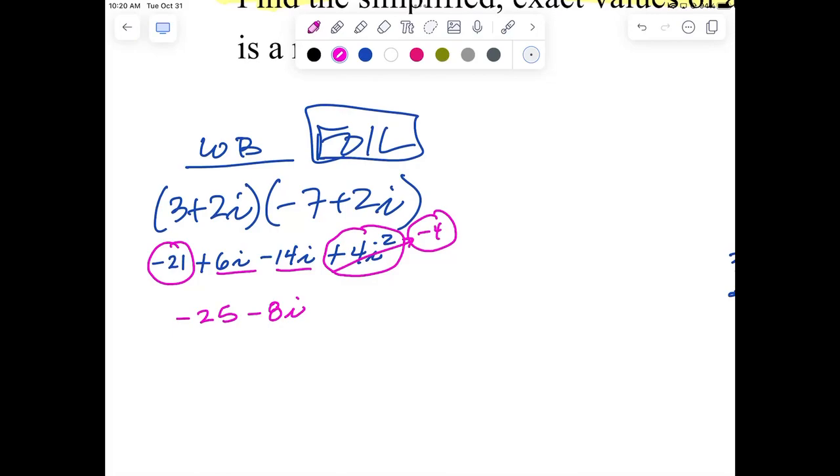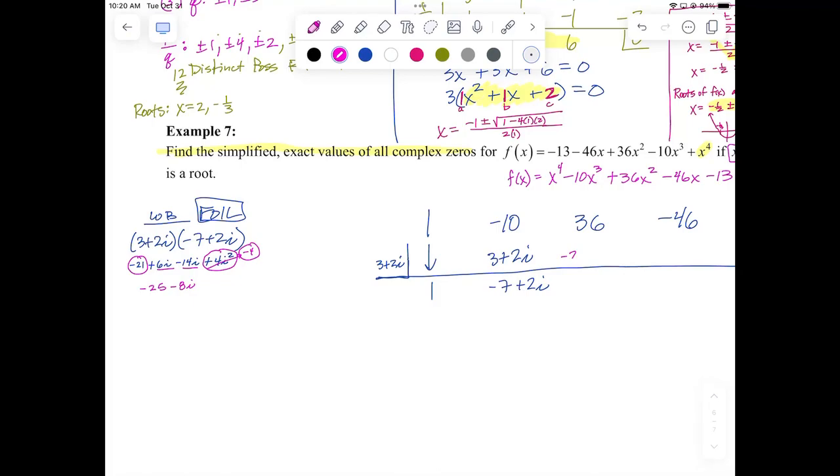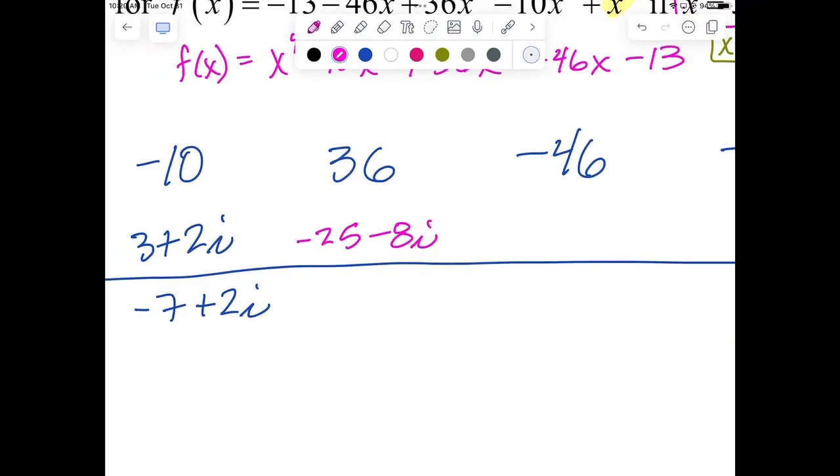That's what we want to bring back into the synthetic division in the next column. Negative 25 minus 8i. So you see why we wanted a little bit more space in between our numbers than usual, because we actually have a binomial all the way through here. Now I can add vertically, and I add like terms. So 36 minus 25 gives me 11, and then I bring down the minus 8i.